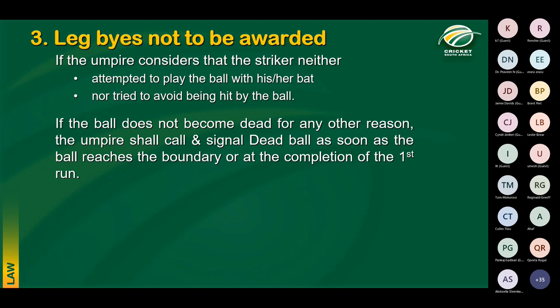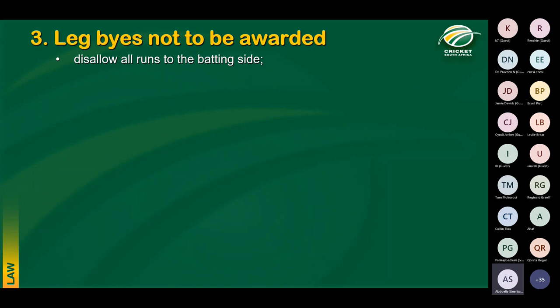So now, let's say the batters completed the first run. What shall the umpire then do? We've just heard now that a leg bye shall not be awarded, but the striker shouldered arms and the batters took a run and the striker then made his ground at the bowler's end. The law now tells us, the bowler's end umpire, to call and signal dead ball. And then what do you do? You shall disallow all runs to the batting side.